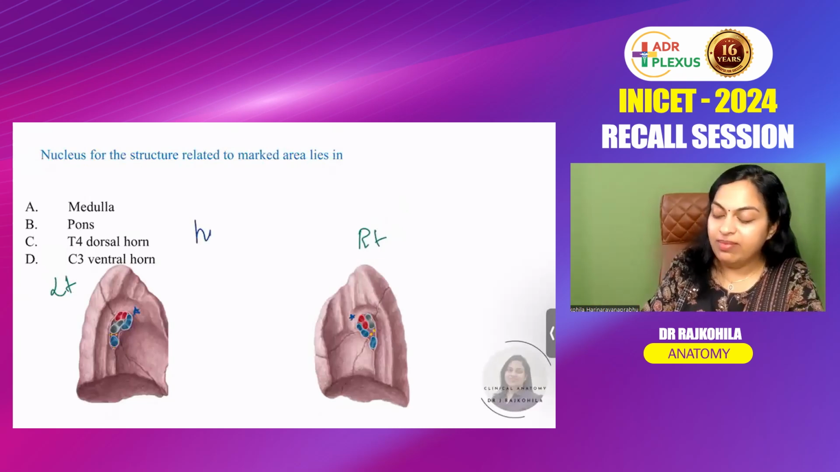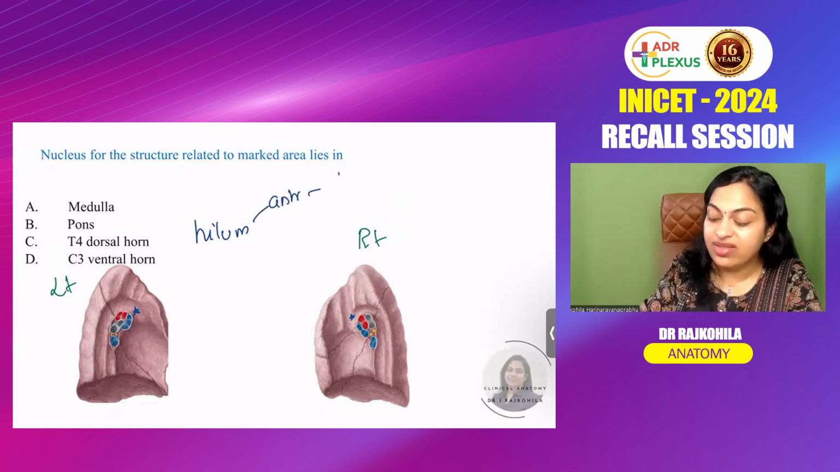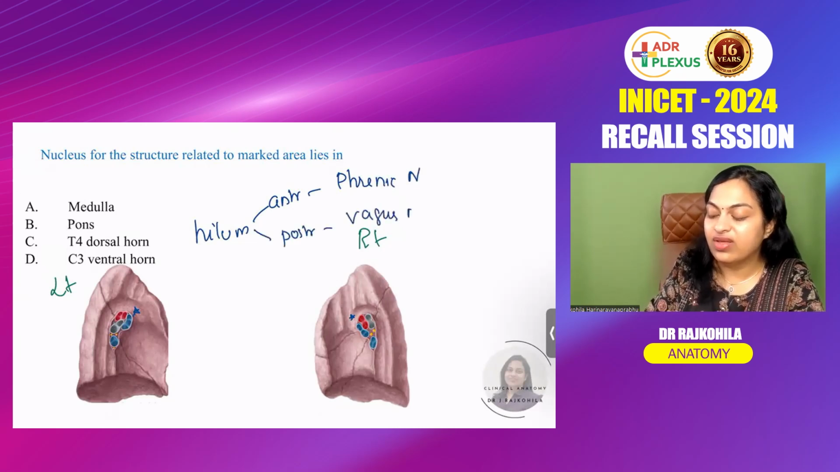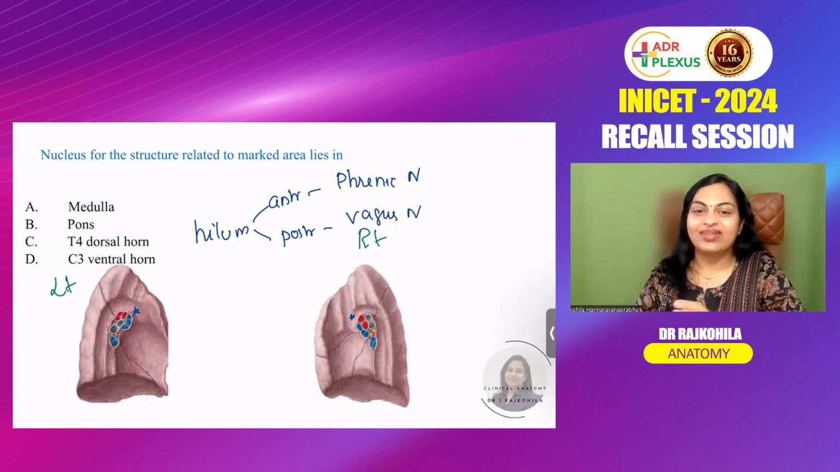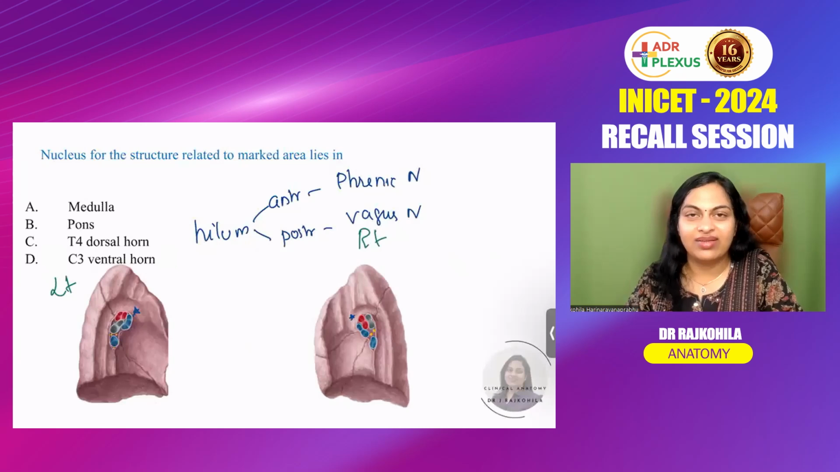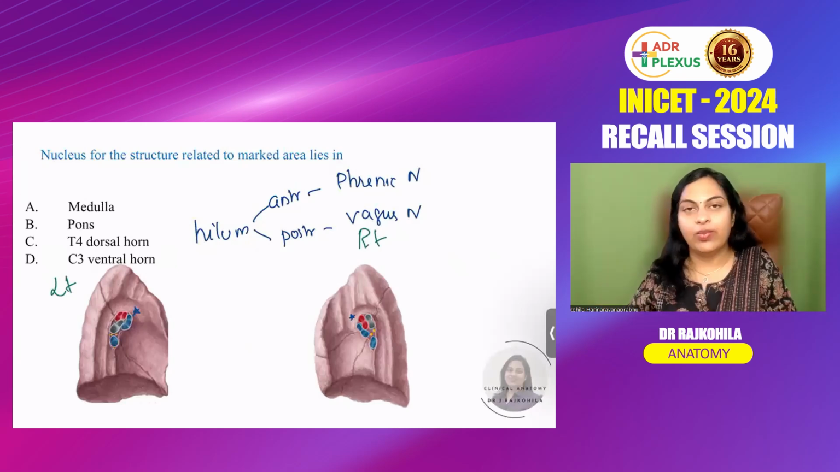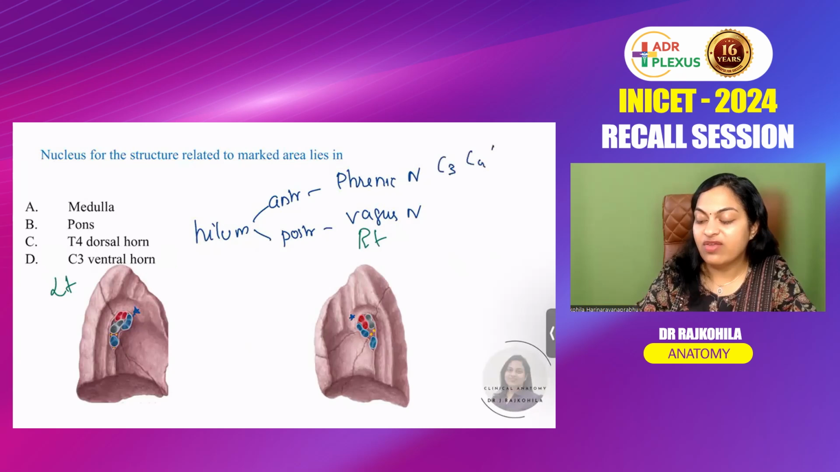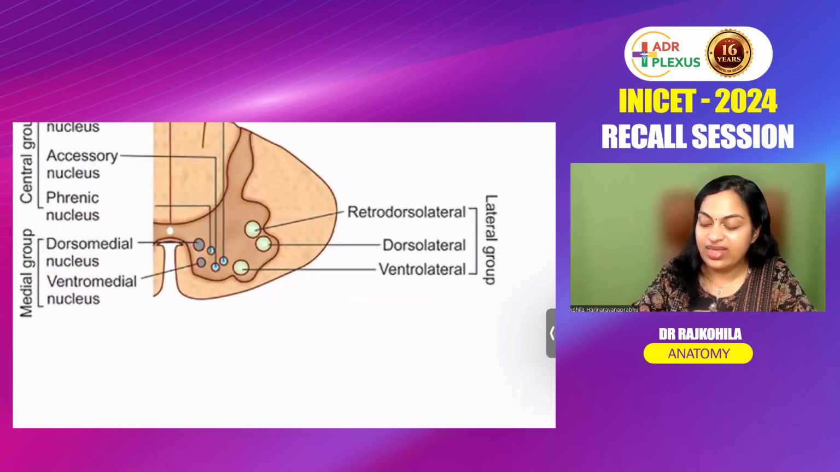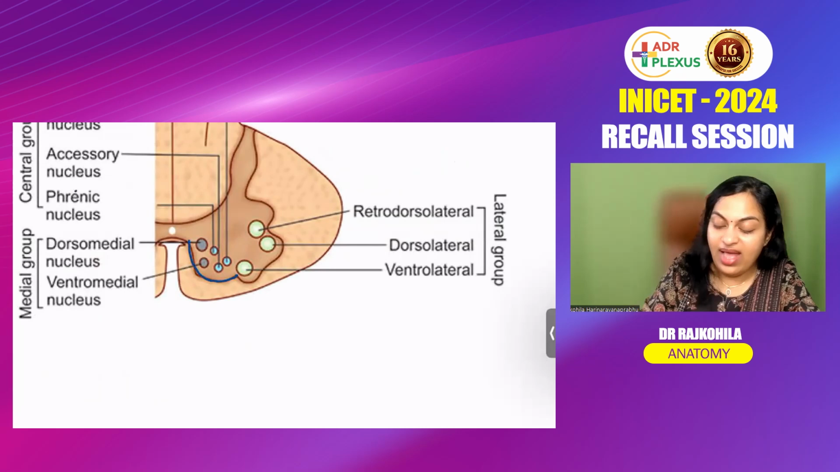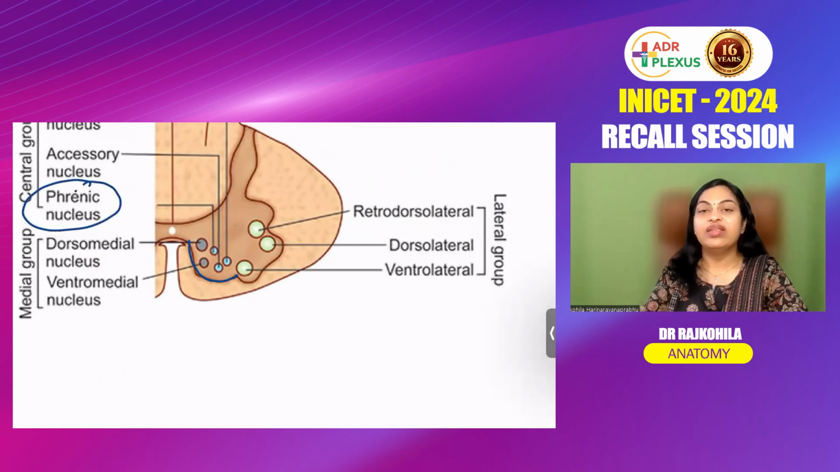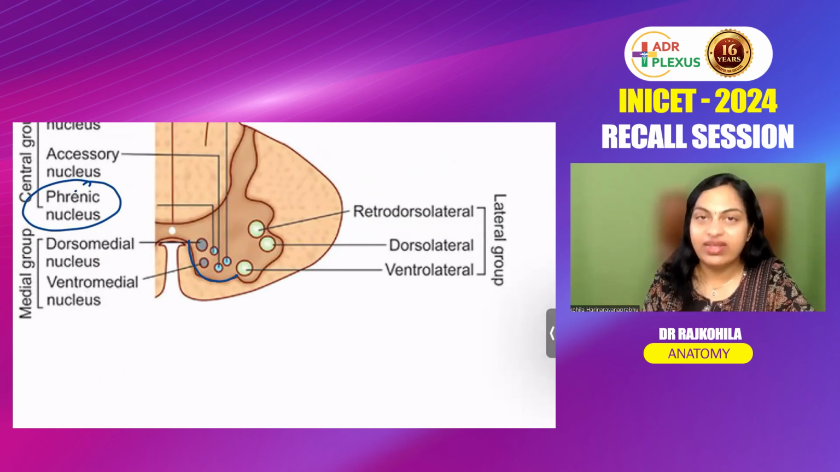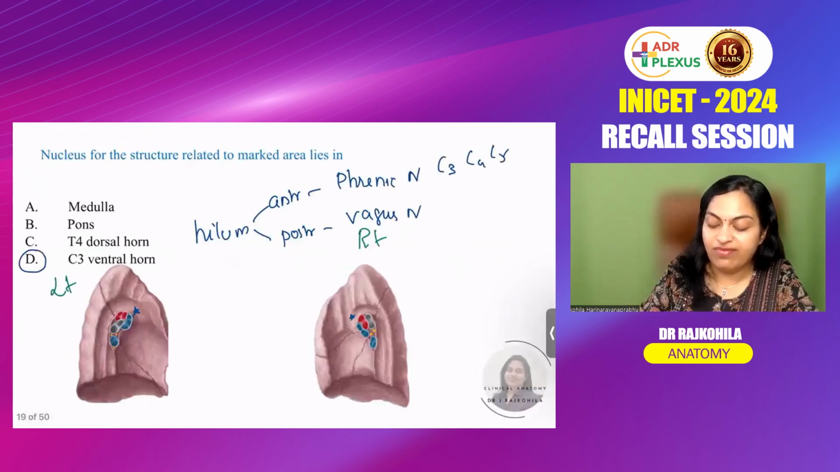Now we know, anterior to the hilum it is the phrenic nerve undoubtedly, and posterior to the hilum it is the vagus nerve undoubtedly. From the options, whether it's right or left doesn't matter. Anterior is the phrenic nerve, and posterior is the vagus. Of the options given, the root value for the phrenic nerve is C3, C4, C5, and the nucleus for the phrenic nerve is situated in the anterior gray horn of the cervical segment of the spinal cord, C3, C4, C5 region.